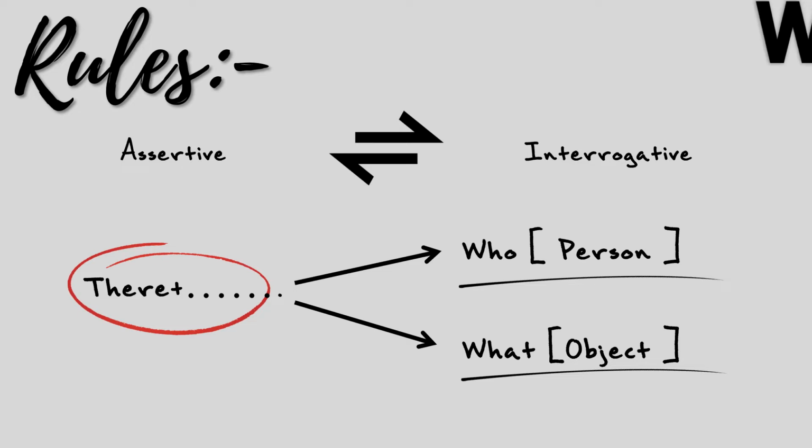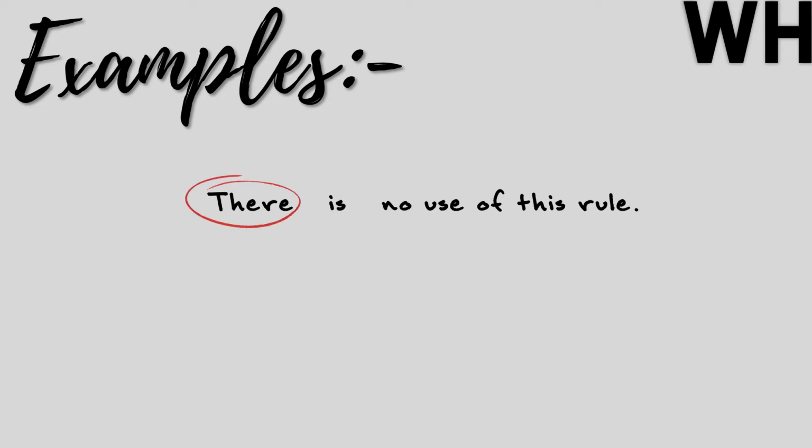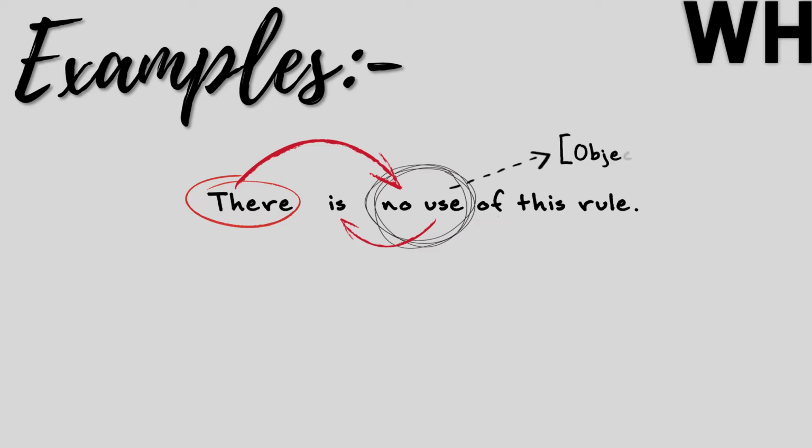So I am going to give you several examples so that it will be easier for you. For example, what will be the WH question of the following statement? There is no use of this rule. As you can see, there is an introductory there, and we know that introductory there is followed by the noun after the verb, and the form of the verb depends on that noun. If the noun is plural, the verb will be plural. If the noun is singular, the verb will be singular. And as no use is a singular noun, that's why the verb here is. And you can understand that no use here represents an object. That's why there also represents an object here.